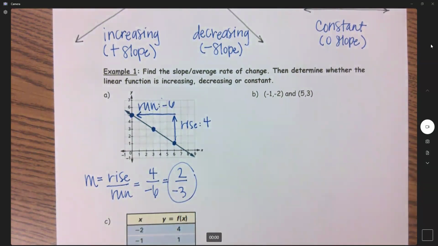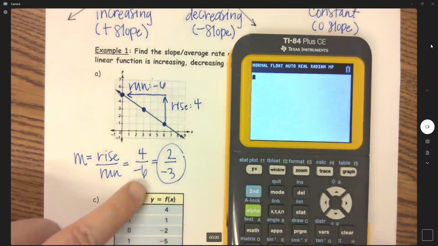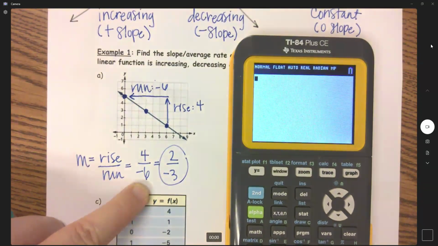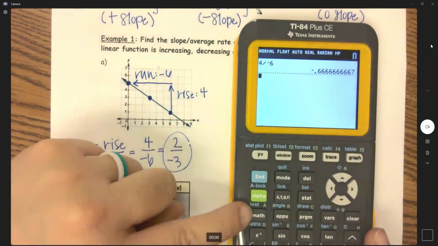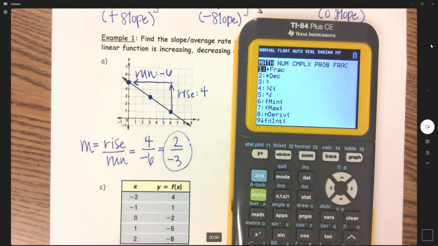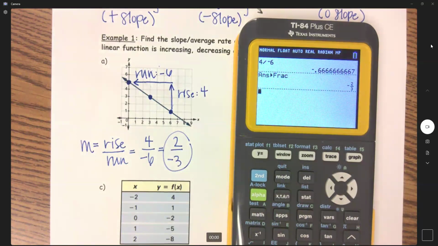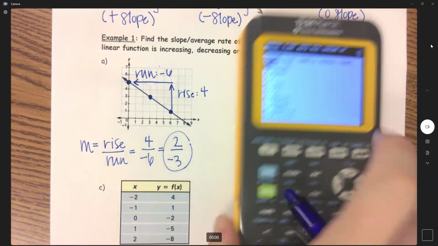But in case you aren't good with fractions, in our calculator here, a fraction is just division, right? So if I do 4 divided by -6 and hit enter, I get my decimal. If we come over here to math, the very first thing is to change this into a fraction. And we get that -2 over 3. Okay, so if you need to use your calculator, use your math button, and then the very first one changes whatever decimal you have into a fraction.